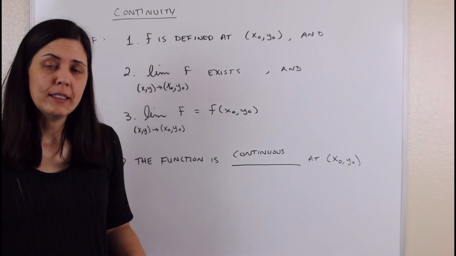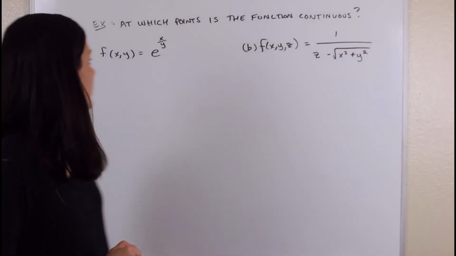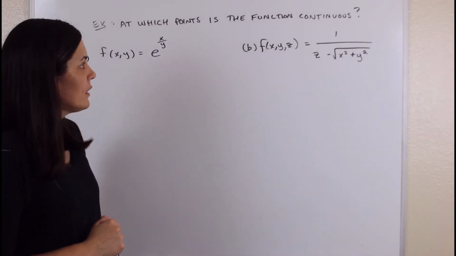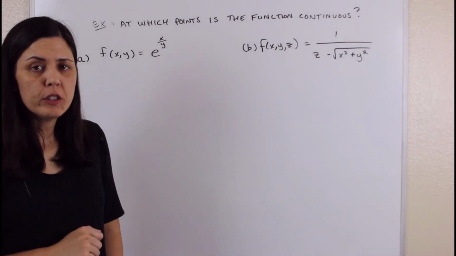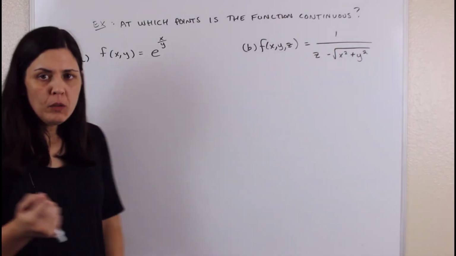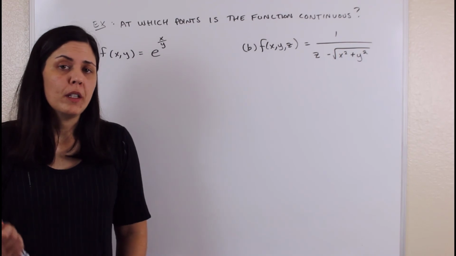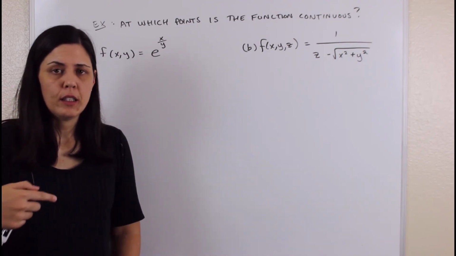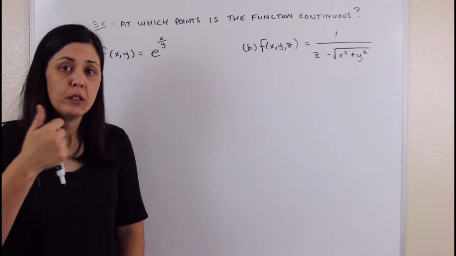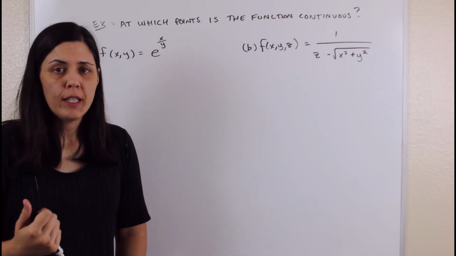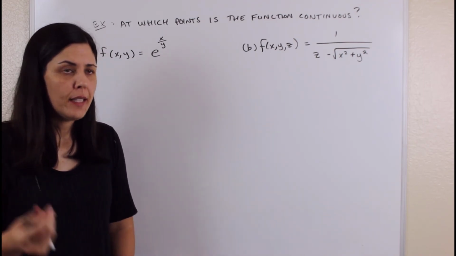So let's try out an example. All right, so at which points is the function continuous? I have two different functions for us to look at here. And you kind of want to just think about what would cause a problem. And the problems are fairly consistent. It's either dividing by 0, because it's undefined, or square roots of negatives, because that's imaginary, things like that.